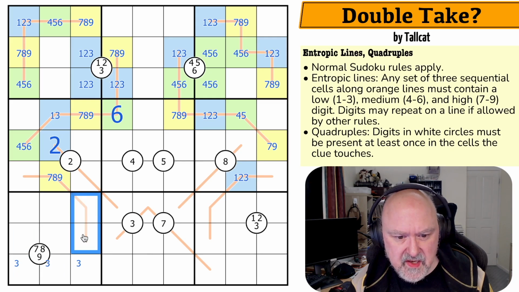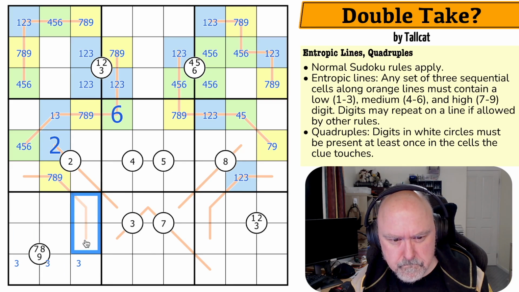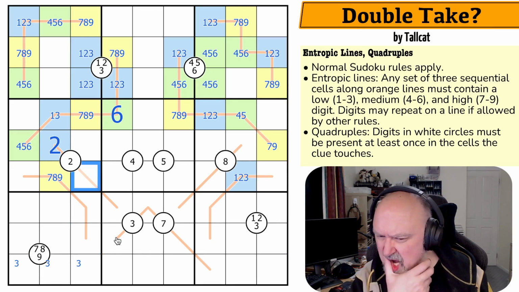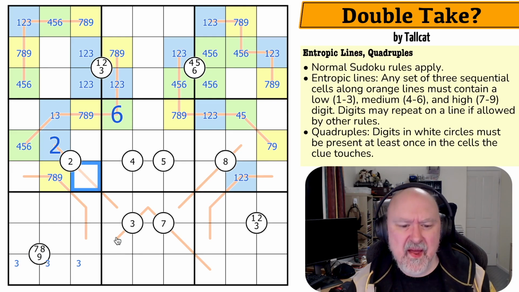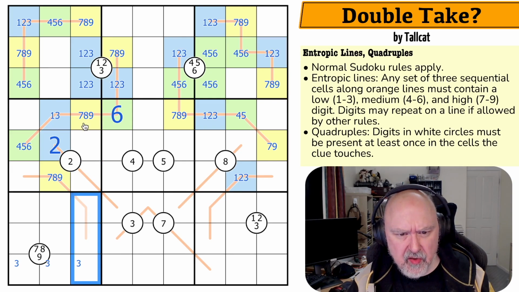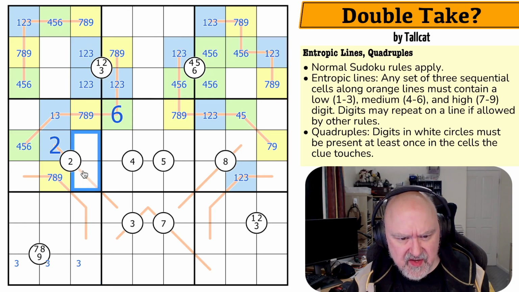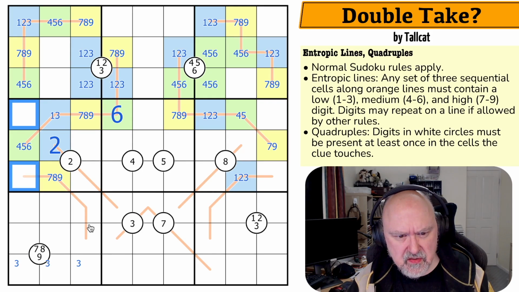There must be a low and a medium in here. Could that still be high? Well, hang on. There's no high in any of those. So one of these two is high, which means there's no high in any of those. So this is a low and a medium.